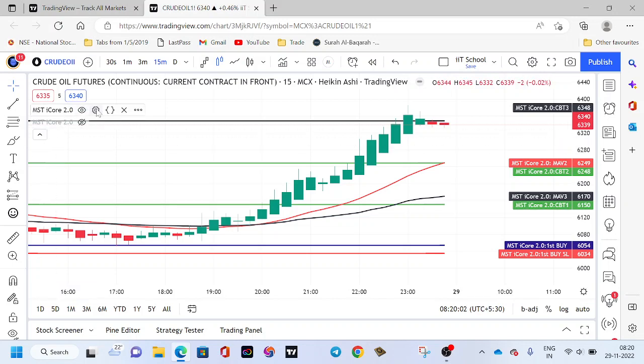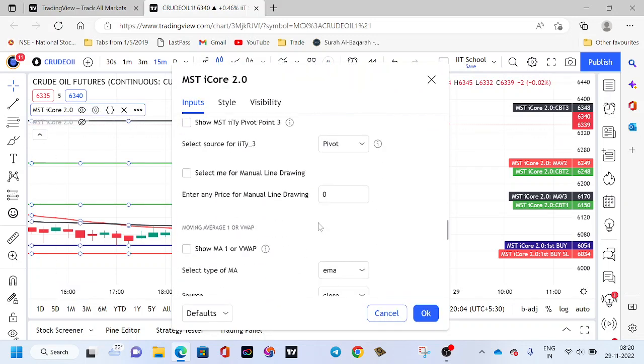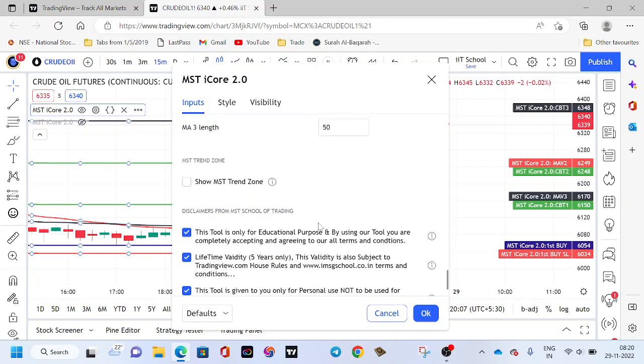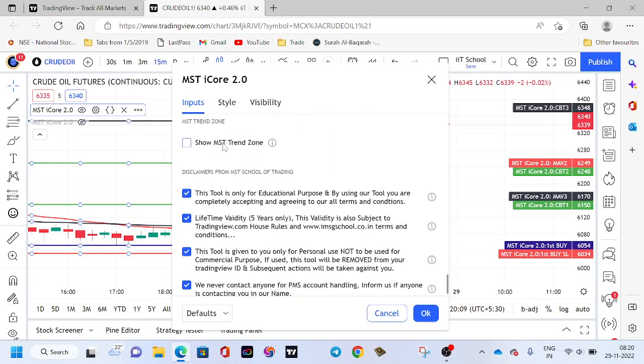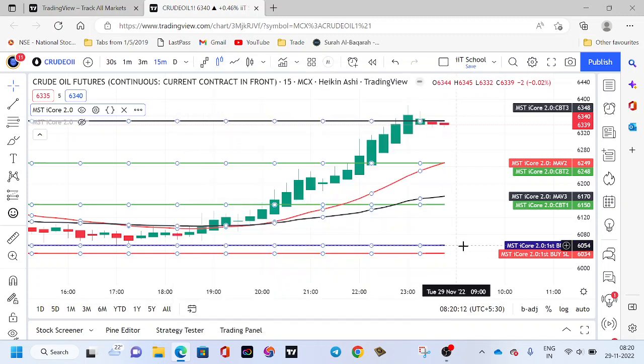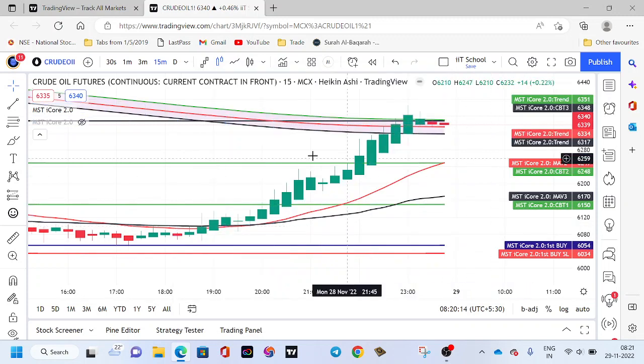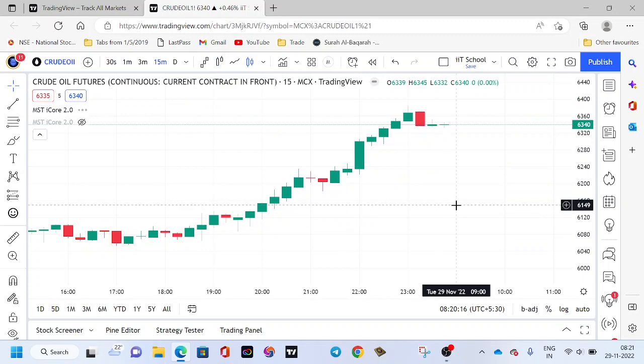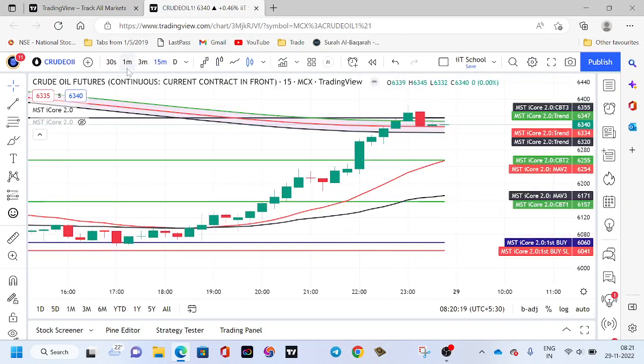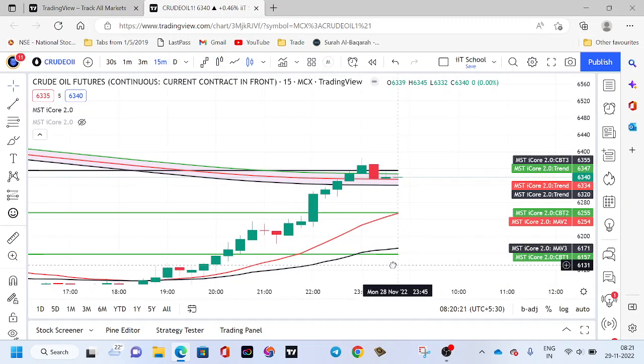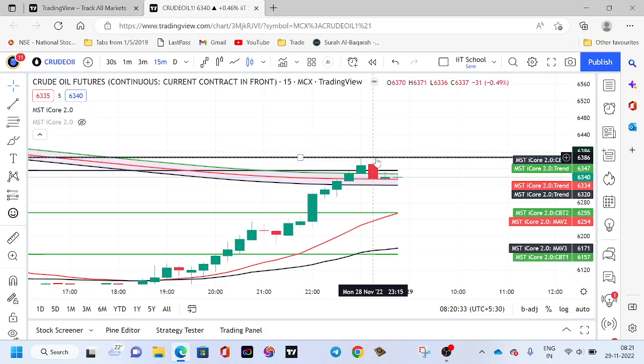Then what are the other techniques we have? In this version, the MST trend zone is there. This trend zone indicates the trend of the market in a positional mode. You can change it to 3 minutes, 5 minutes, everything. Today the market has closed above this level. If the market has breached yesterday's high, that is 6385, which you mark today, then the market will go only to the bullish side.